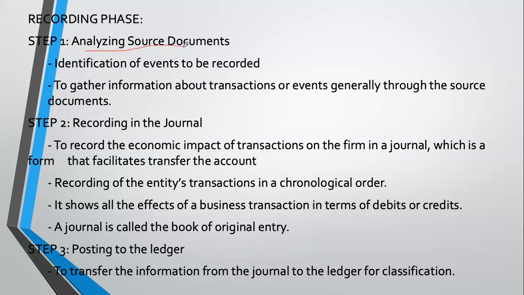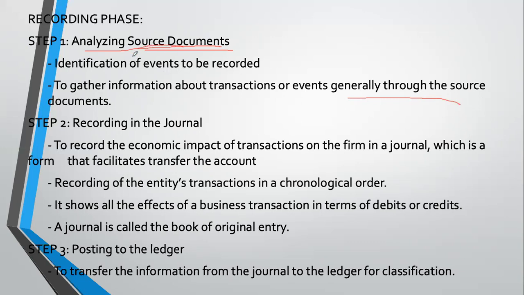We need to analyze the source documents first. Examples of source documents are receipts, invoices, vouchers, and delivery receipts, and other papers that serve as your basis. You analyze them to gather information about transactions or events, and to see whether they are accountable or not, before you proceed with the next step. So you analyze the source documents first, and again, you need to identify if the transaction is accountable or not. That is step 1.